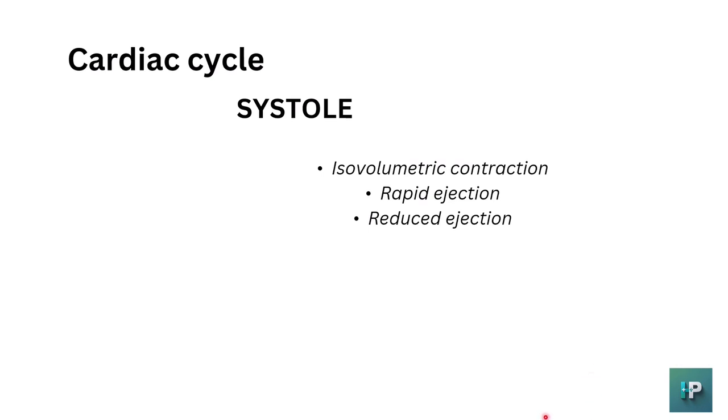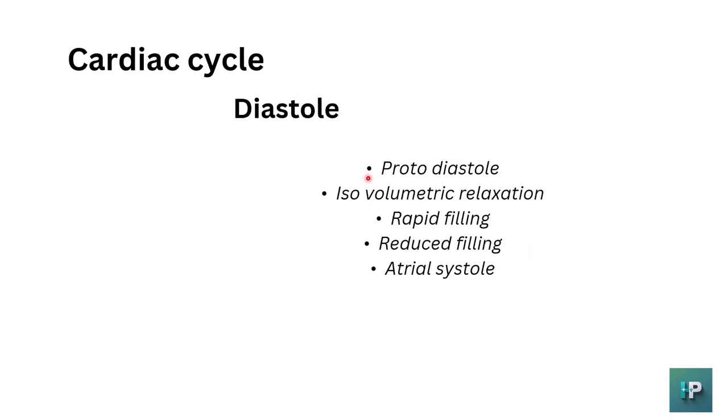Let's see the cardiac cycle. Here we describe the cardiac cycle, that is the systole and diastole of ventricles. The systole, which is 0.3 seconds, comprises isovolumetric contraction, rapid ejection and reduced ejection. And then diastole, which comprises protodiastole, isovolumetric relaxation, rapid filling, reduced filling and atrial systole, which has 0.5 seconds. The cardiac cycle should be known to learn about the hemodynamics of various valvular heart diseases. So it is important to learn this.